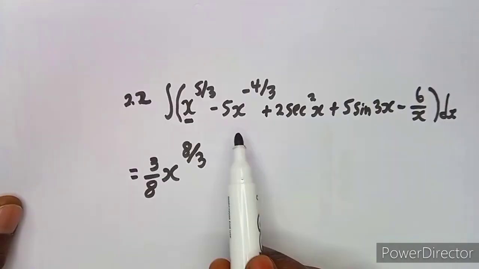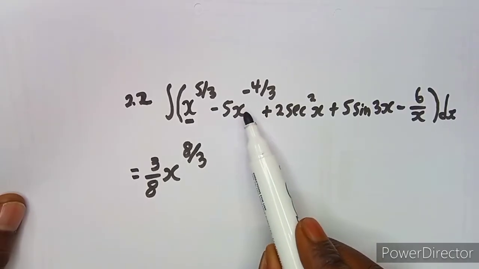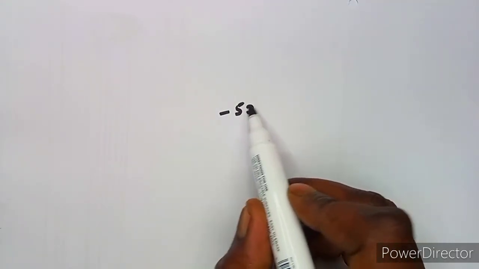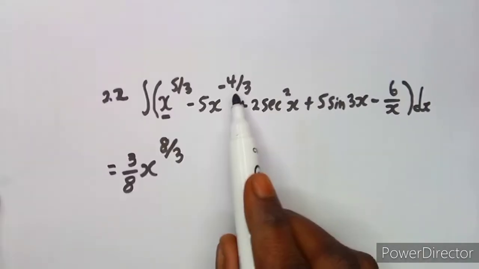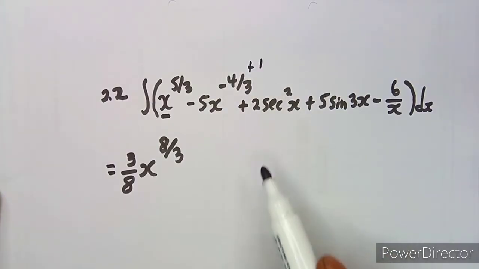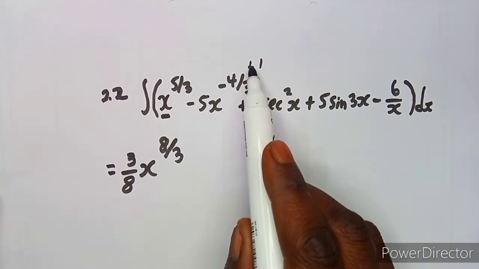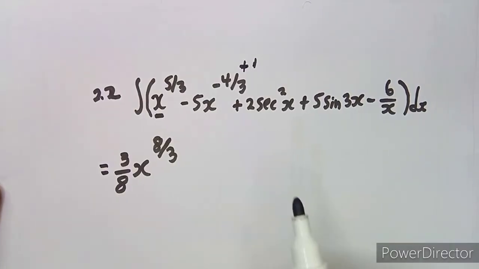Okay, the other part is this one: minus 5x to the exponent of minus 4 over 3. How are we going to integrate it? All right, let's just write it aside. So using the same concept, guys, remember we have to add 1 to the exponent there. Okay, so if we add 1 to minus 4 over 3, this is going to give us minus 1 over 3.